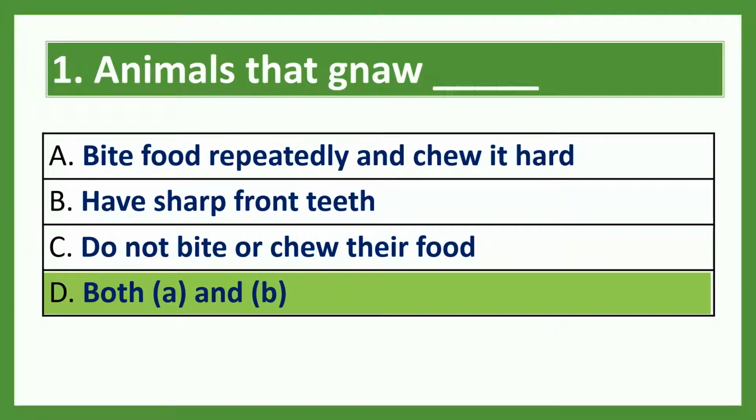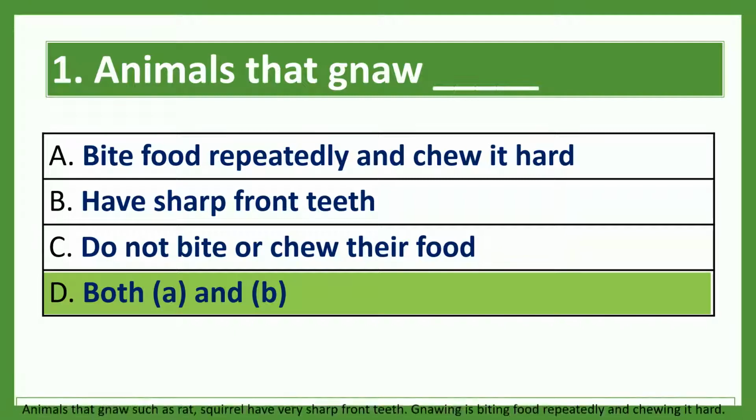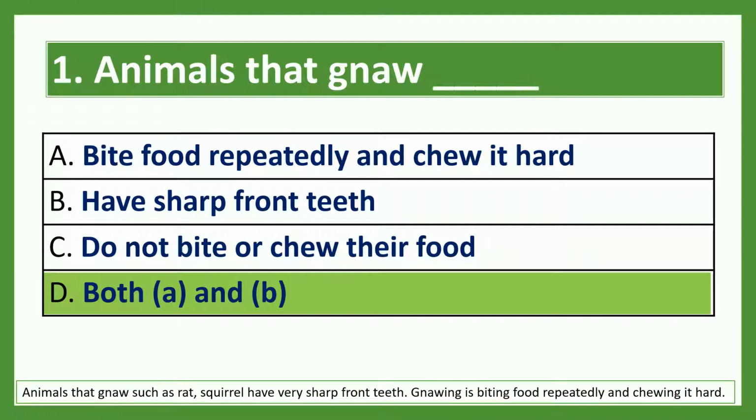The answer is option D, both A and B. Animals that gnaw, such as rats and squirrels, have very sharp front teeth. Gnawing is biting food repeatedly and chewing it hard.